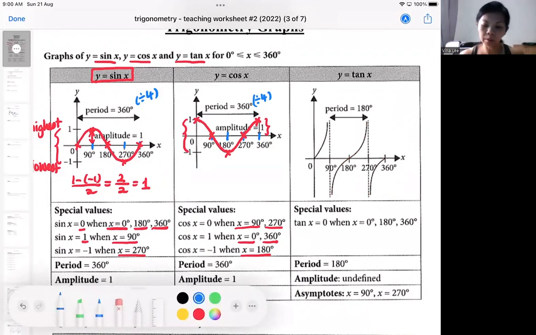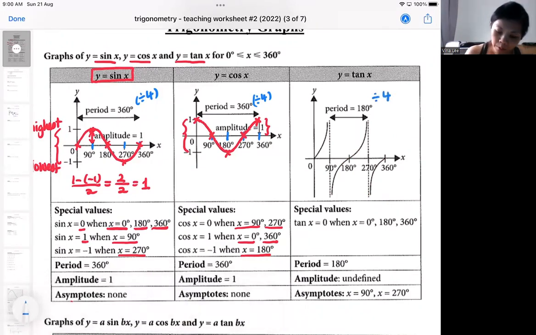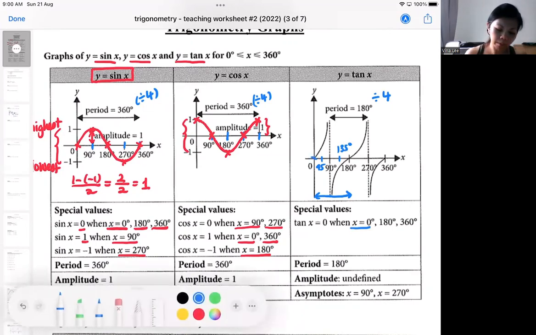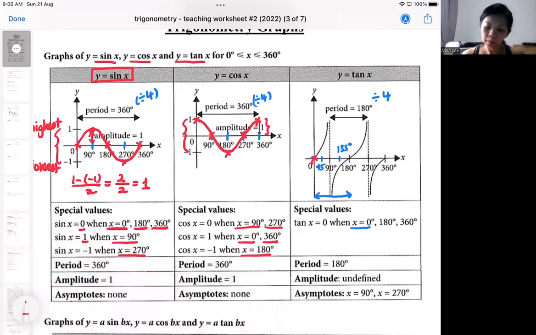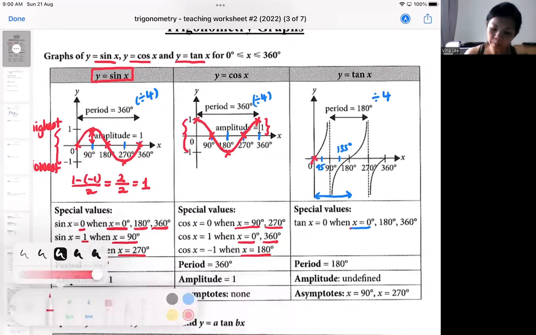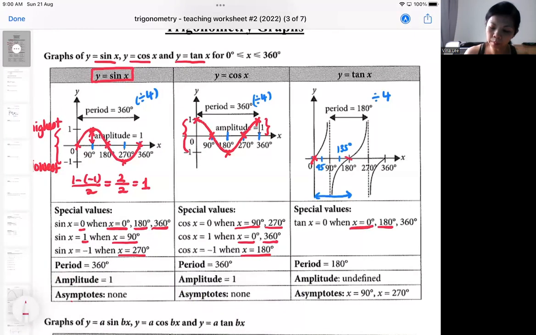Again, I'm going to divide the period by 4. So actually this part is the period, so you should divide by 4. Here they only show the special values of x equal to 0, you will get tangent 0. Then x equal to 180, you also get a 0. So I'm just going to stay within a period first.